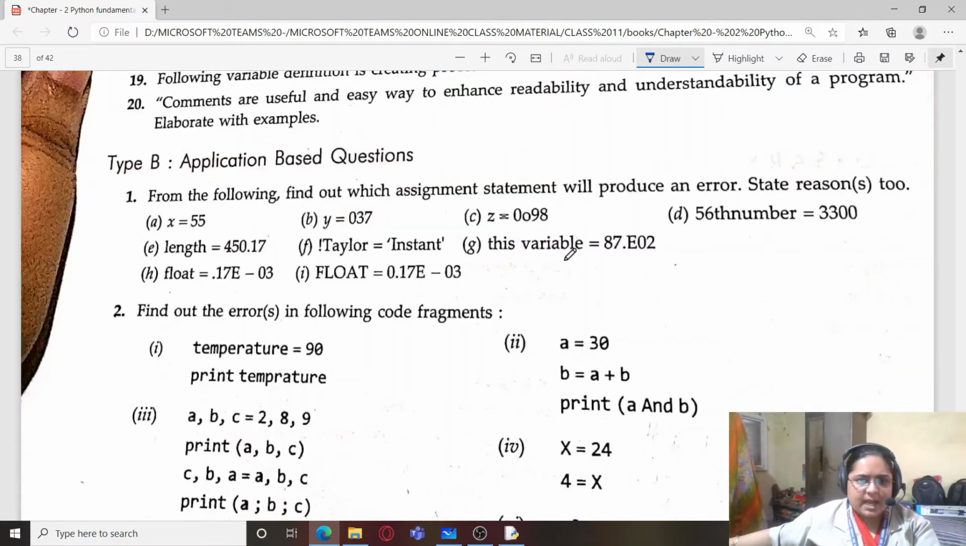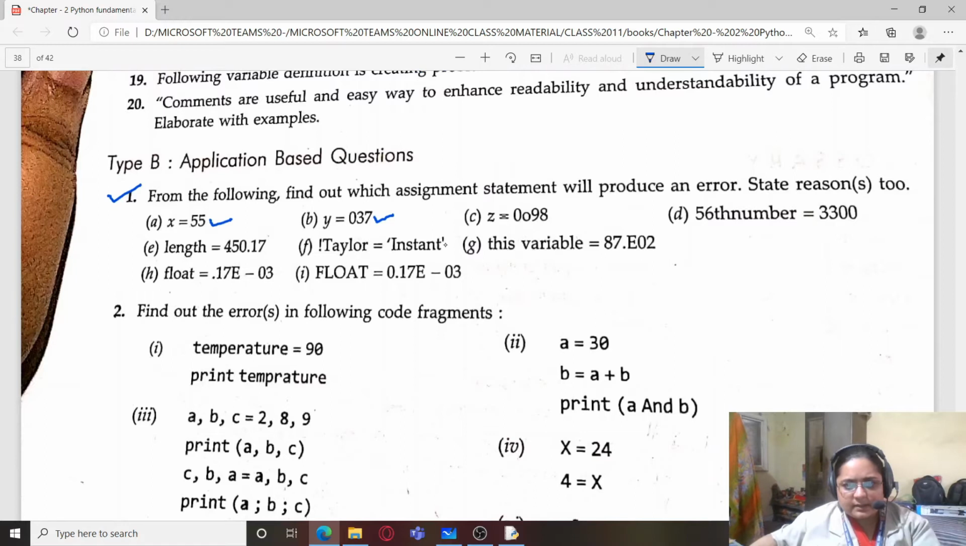Next are application based questions. From the following, find out which assignment statement will produce an error, and also state its reason. The first one is x = 55. This will work fine. y = 037. So this will also work fine. There is no problem with this.